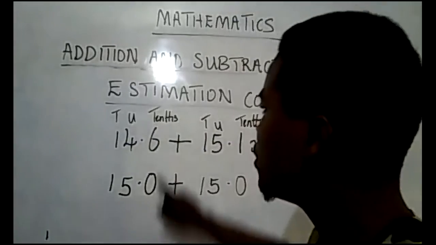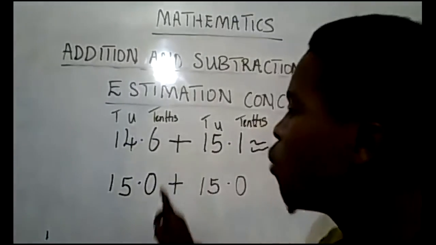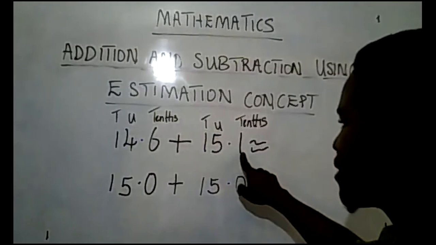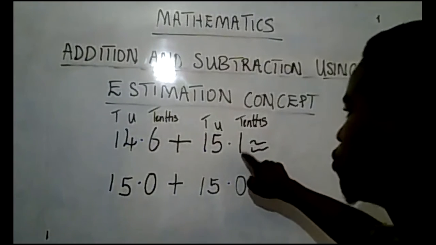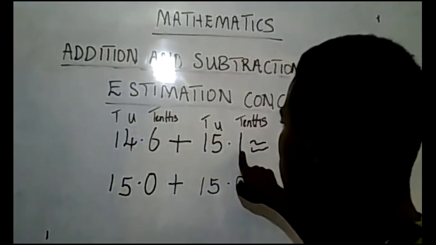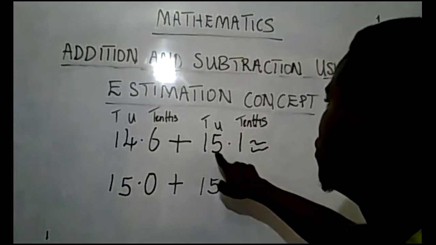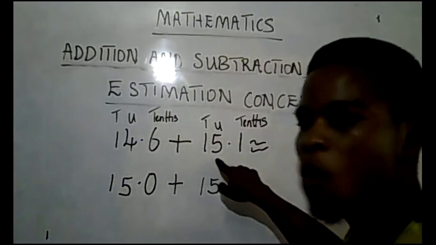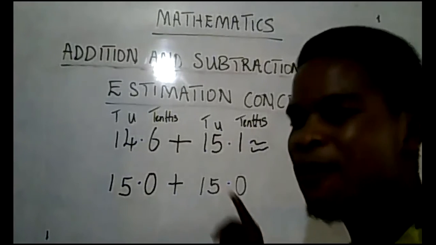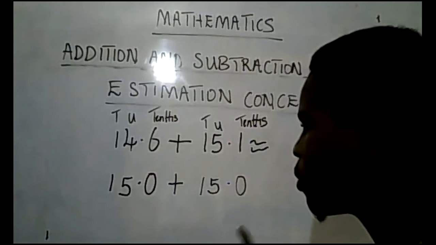So when you change this 6 to 0, you add 1 automatically to 4 to give you 5. But in this case, we are having 1 to be here, and 1 is not up to 5, right? Now, when you change this 1 to 0, you leave the remaining whole number as it is. You don't change it. So which gives us 15. Are you getting what we are doing?